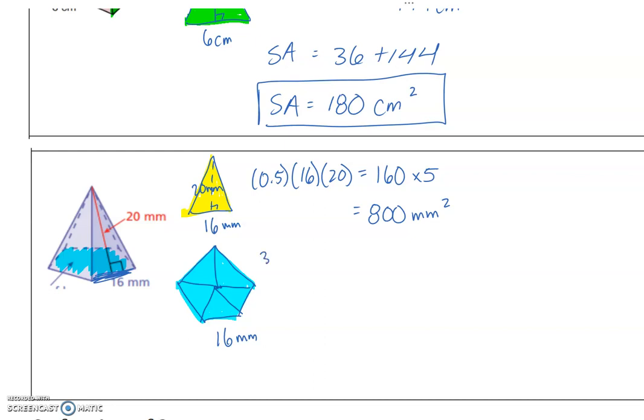I'm going to do 360 divided by 5. That's going to give you that central angle measurement, which is 72 degrees. Remember that that represents one of the angles up here. When you draw in that apothem, that 72 is going to be bisected as well as that 16 side length.